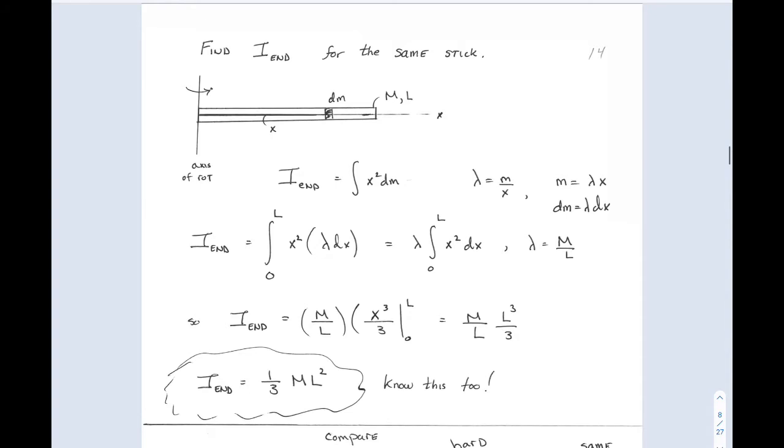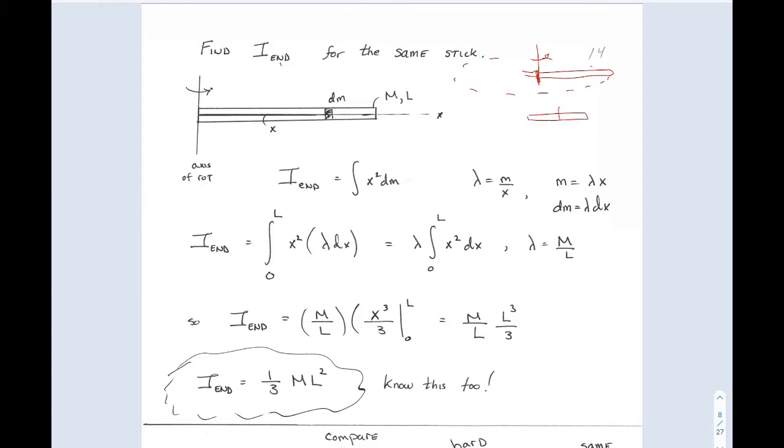Next, we're going to find the moment of inertia of the same stick about the end. This would be like if that was your pencil and you put your finger here, and you're trying to rotate the stick like that, rotating about that axis. Kind of like you're swinging a baseball bat, holding it from the end. So I want to find the moment of inertia about the end for the same stick.